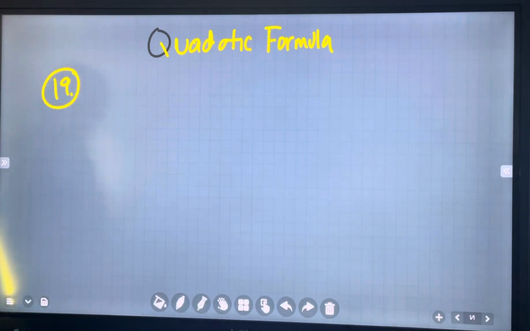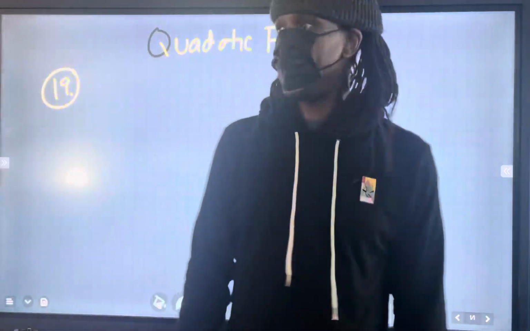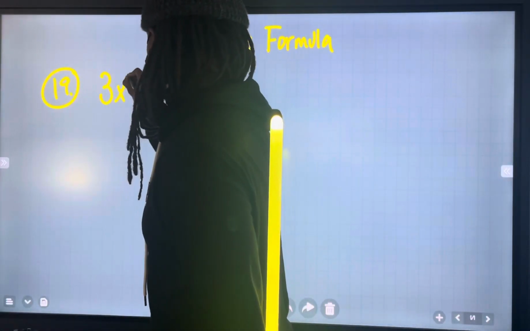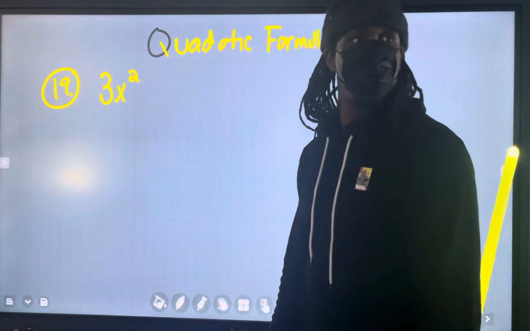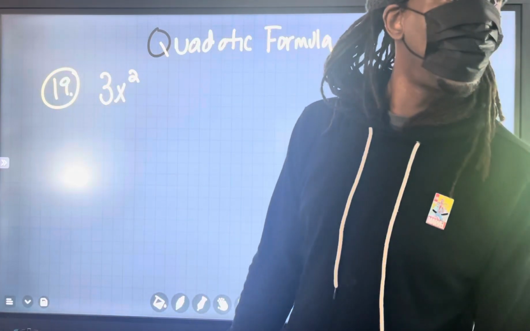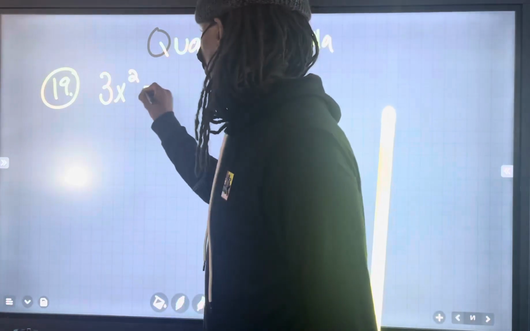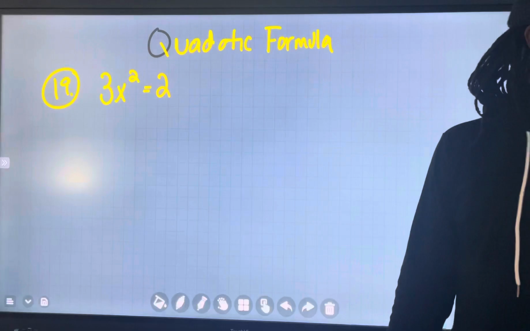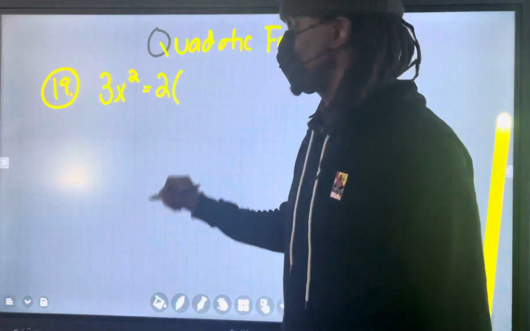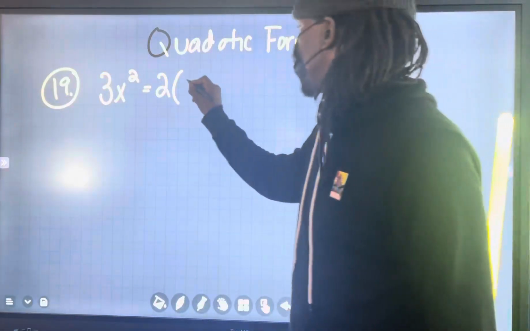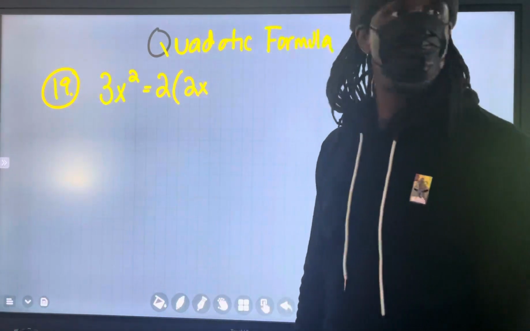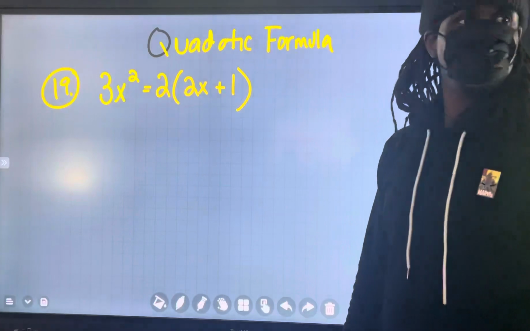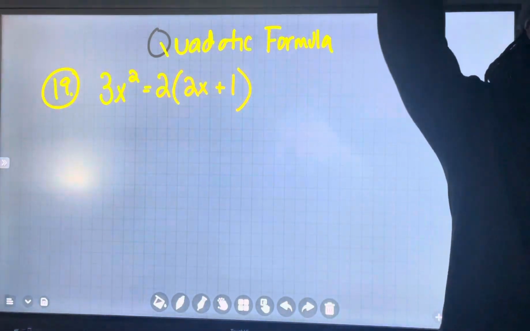What is it? 3x squared. Huh? 3x squared equals 2. That's it? The chart, and then it's like open parenthesis. I don't know if you did complete it later. That's it? All right. In the back.